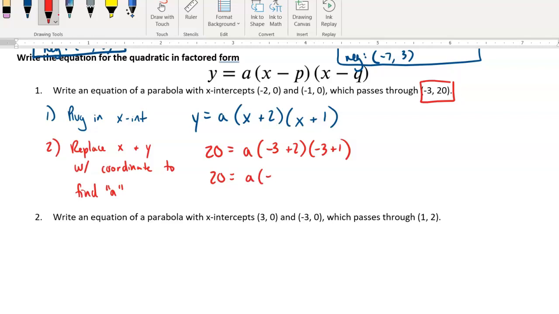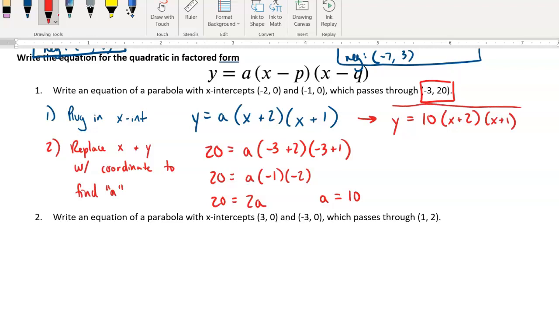Negative 3 plus 2, that's negative 1. Negative 3 plus 1, that's negative 2. And -1 times -2, that's a +2. So I'm just going to write it like this. -1 times -2 is a +2, so it'd be 2a equals 20. So I divide both sides by 2, and I would get my a value as 10. So now we're going to write our equation with replacing a with 10. So it'd be y equals 10 times x plus 2 times x plus 1.